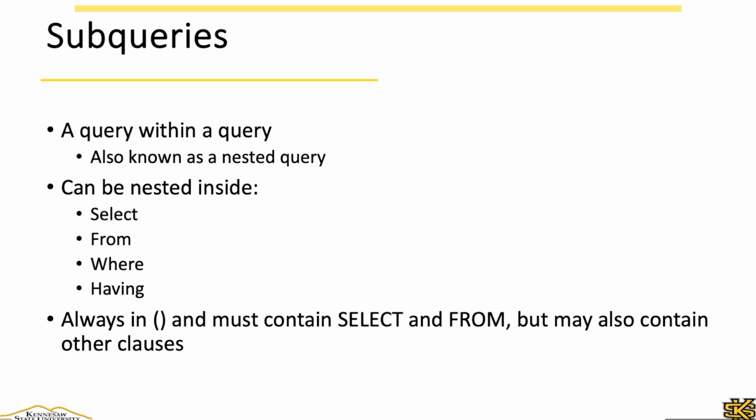Subqueries are essentially queries within a query, often referred to as nested queries. They can be embedded inside the select, from, where, or having clauses of a main query. Subqueries must always be enclosed in parentheses, and they must contain at least select and from clauses. However, they can also include other clauses such as where, group by, or having. In fact, subqueries can become quite complex and act as complete queries on their own.